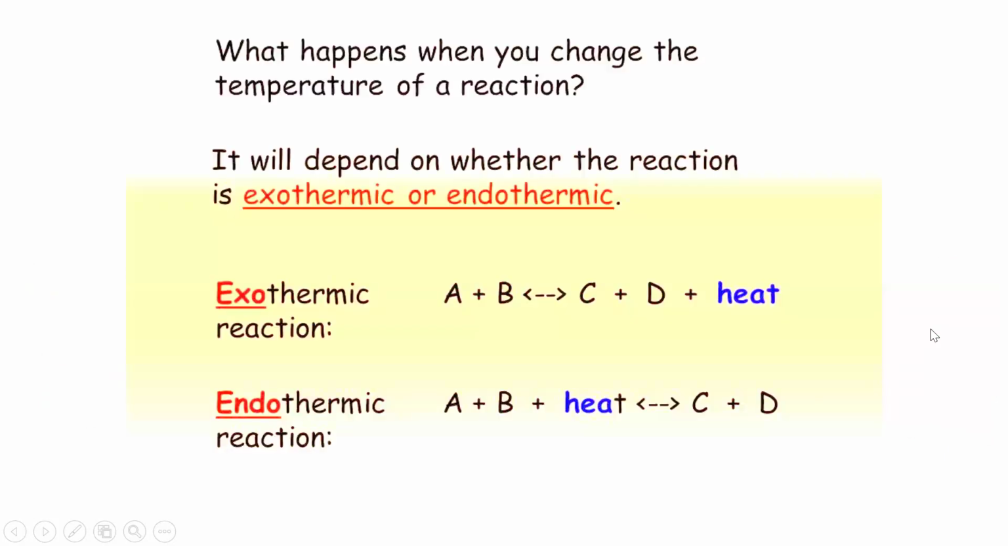Now let's take it a little bit more into detail. But just let us remember that when we say exothermic, we mean that a reaction produces heat. When we say endothermic, we mean that the reaction takes in heat in order to proceed. What will happen if you exert change? What will happen if you change the temperature? Will the equilibrium take it?